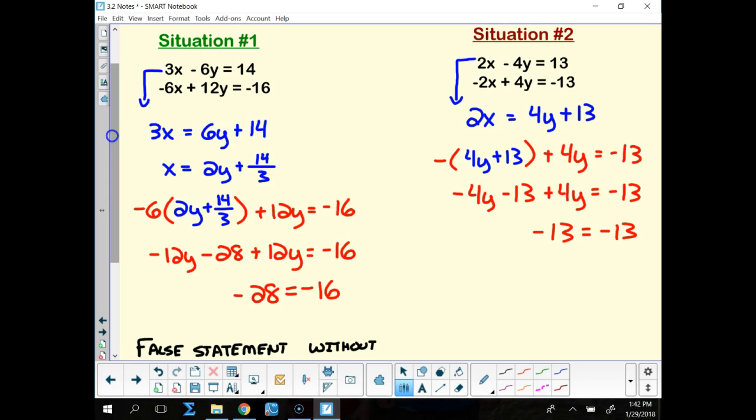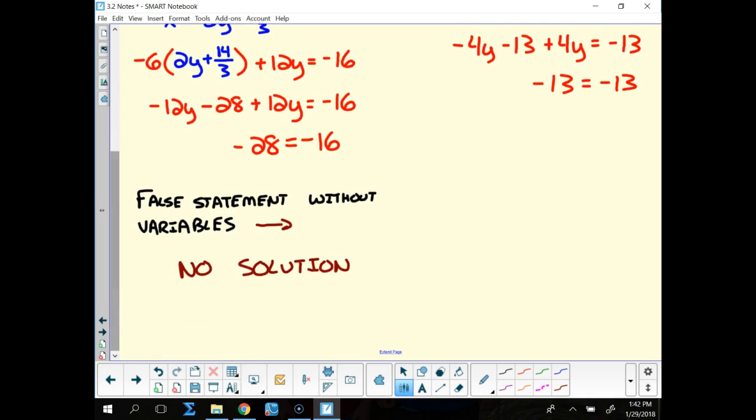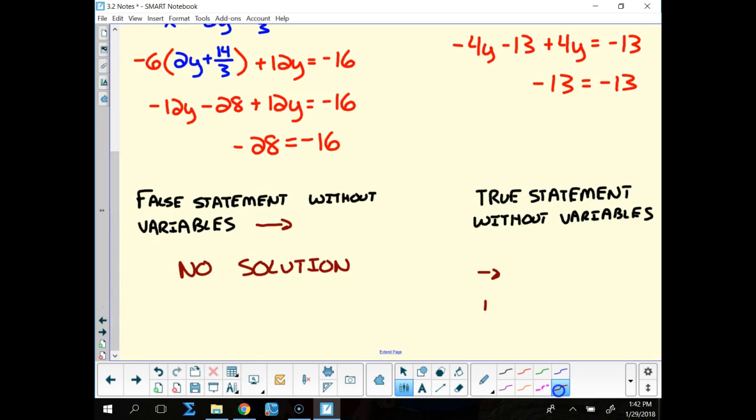What's wrong with that statement? Just doesn't have any variables, right? Okay. So that is a true statement without variables. That gives me infinite solutions.